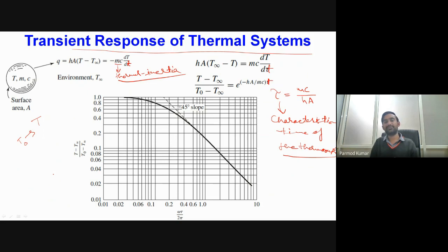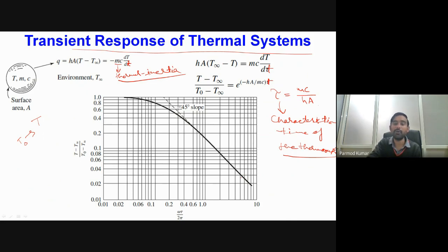For that kind of step input, we already know that the thermal response will be (T minus T infinity) divided by (T naught minus T infinity) equal to e to the power minus HA by MC times t. So we have an exponential dependence, and the time scale of the response depends upon MC divided by HA, which represents the physical time characteristics of our device. Its transient response is plotted as a function of omega tau by 2 pi. You can see this curve represents the transient response of this thermal system.